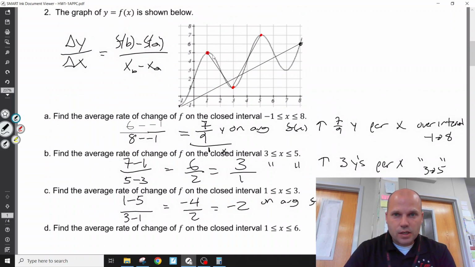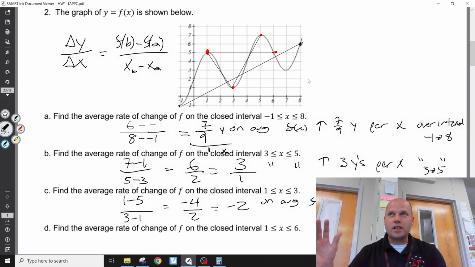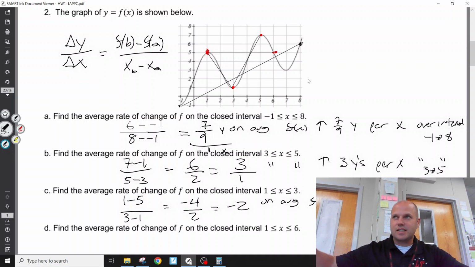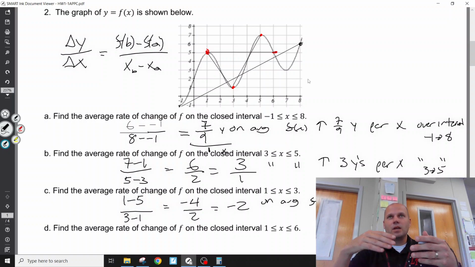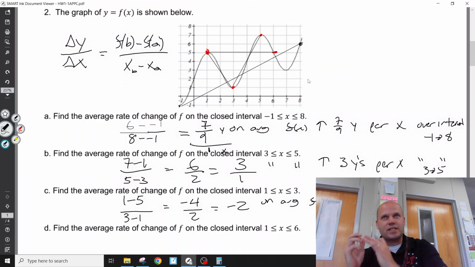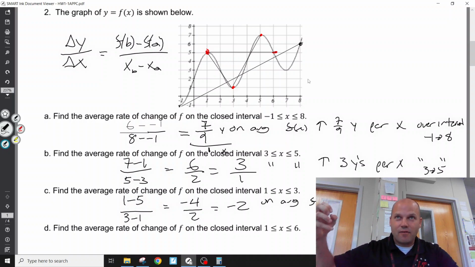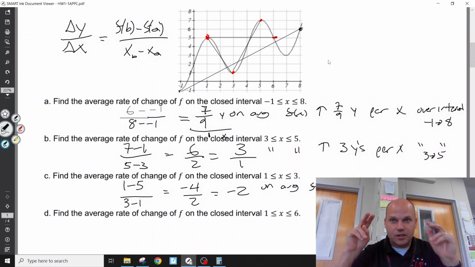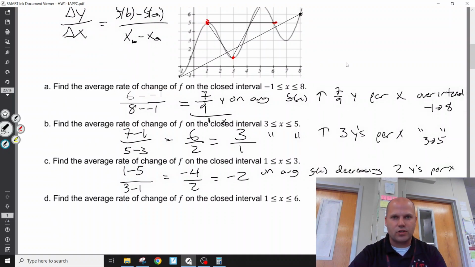All right, 1 to 6. Great. From 1 to 6, we can see there is no change in my y. On average, I don't increase nor decrease. I'm constant. Now, my function does go down and up, but it ends up at the same place where I start. So on average, there is no increase or decrease. My function was constant. Again, it's on average over this interval.